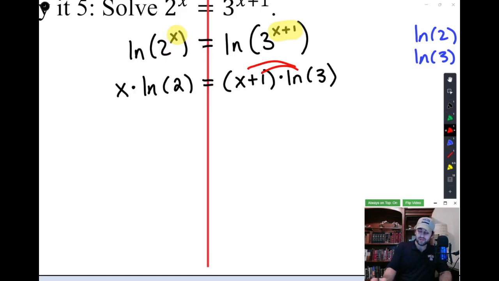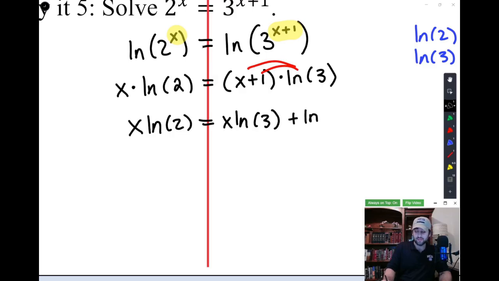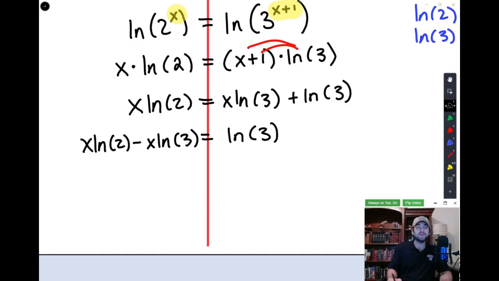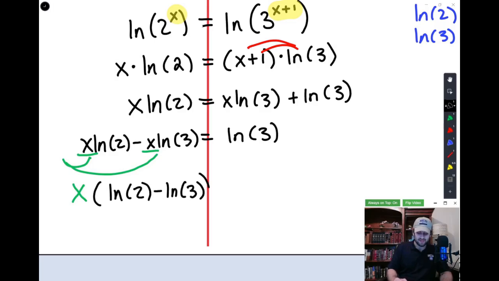So I'm going to start by distributing that natural log. I'm going to get x ln of 2 equals x ln of 3 plus 1 times the ln of 3, which is just the ln of 3. And then I'm going to get my x's on the same side. So x ln of 2 minus x ln of 3 is equal to ln of 3. And doing that small manipulation might have a couple of you thinking, I see a common factor that I can factor out. If you factor out that x, you're left with ln of 2 minus ln of 3, and the x is on the outside.